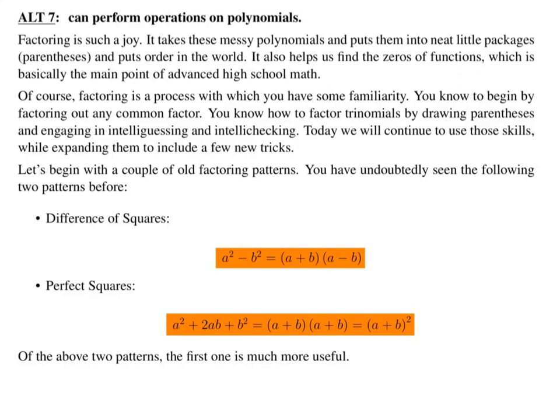Factoring's awesome. At the beginning here, I've got a couple quick factoring patterns that you must have run across before. One is called difference of squares. The other is called perfect squares. The nice thing about these is that they're shortcuts that can make your life better, but they're really not necessary. If you never saw them and you always factored everything the hard way by guess and check, you can still do that and it's just fine. It's a little tedious and long, but it's fine.